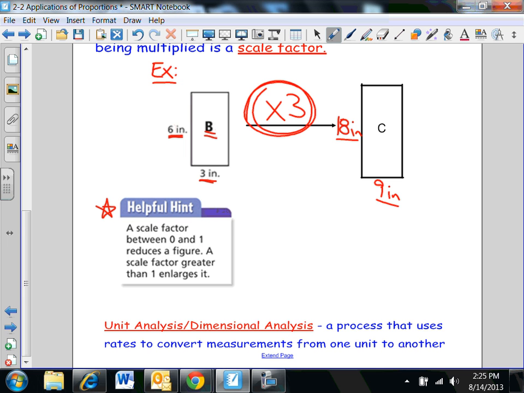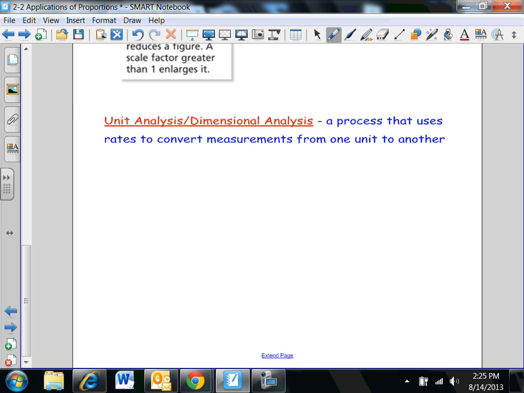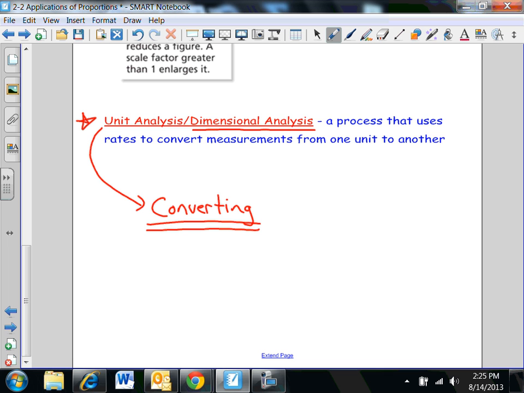Our last vocabulary term is one that we've been doing, but it's just a different way of stating it, and it's called unit analysis or dimensional analysis. And that's just a process that uses rates to convert measurements from one unit to the other. A simple way of saying this is by just using the word converting. In science, though, you will use the word dimensional analysis often.